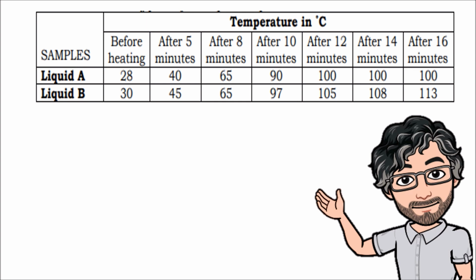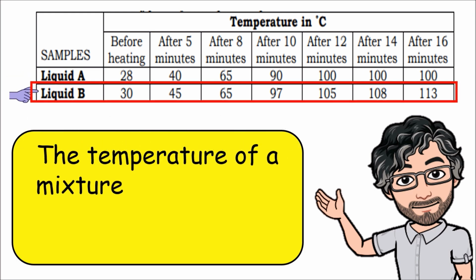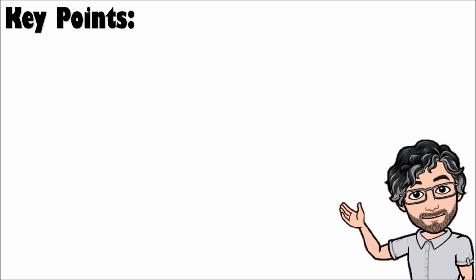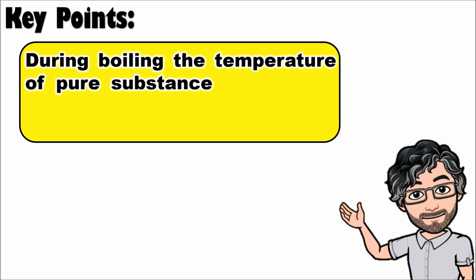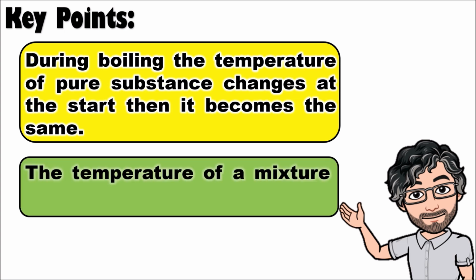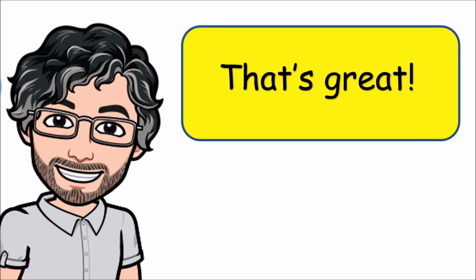Examine the table again. Which liquid sample is a mixture? That's great! It is liquid B. The temperature of a mixture during boiling is different at different times. Always remember that during boiling, the temperature of a substance changes at the start, then it becomes the same, while the temperature of a mixture is different at different times. Did you get it? That sounds great!